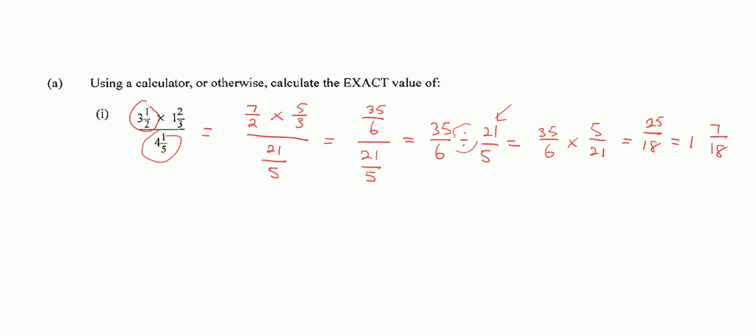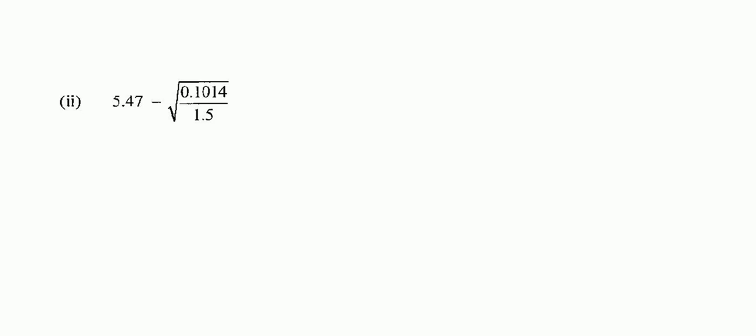Alright, now you could have simply worked this out on your calculator, so let me double check the answer there. So 3.5 multiplied by 1 and 2/3 divided by 4 and 1 over 5. Right, and I get the same answer, 1 and 7/18. Okay, let's move on to the next part.